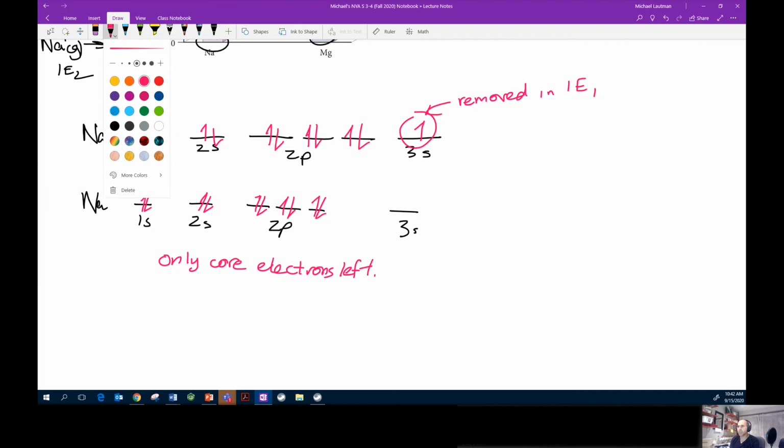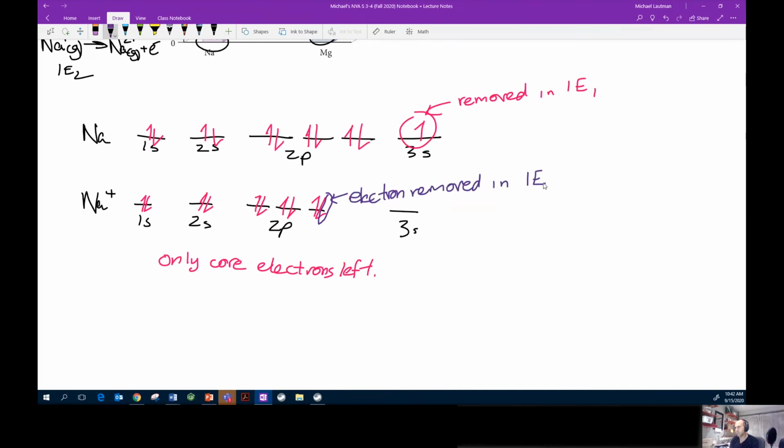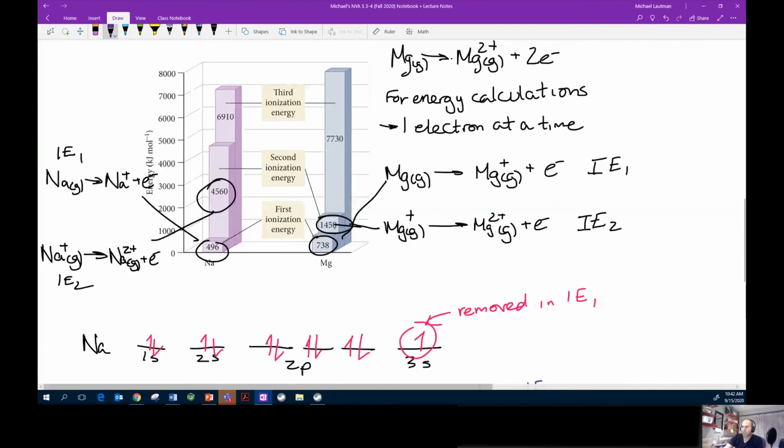All right, so the next electron removed would be a core electron. Removing core electrons is very, very difficult because they are held onto very tightly. Remember, core electrons essentially feel the full attraction of the nucleus. Whereas in the case of magnesium, I'm not going to write the whole thing out again, but magnesium has 2 valence electrons. So when we're removing the second one, we're still removing a valence electron. Then we see the big jump for the core electrons.